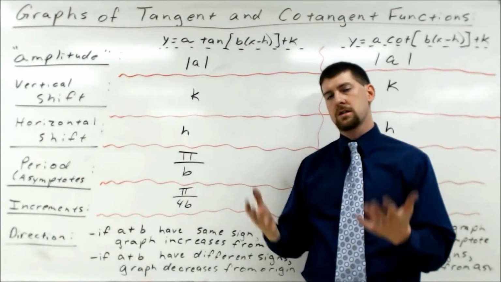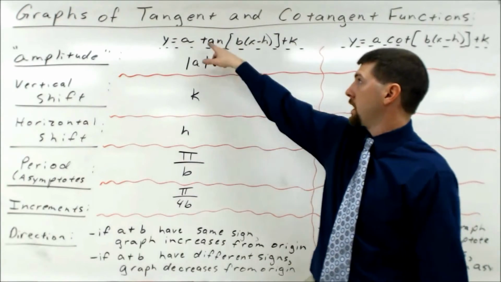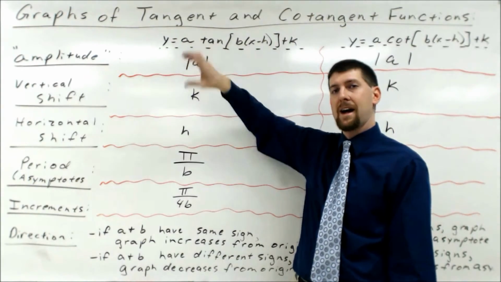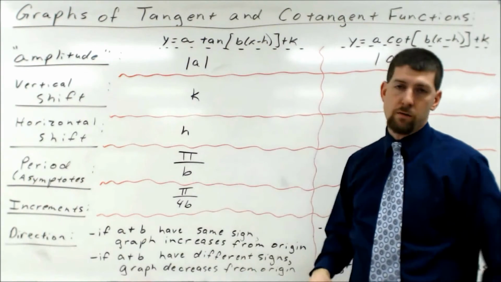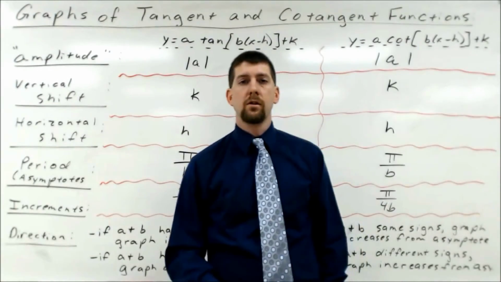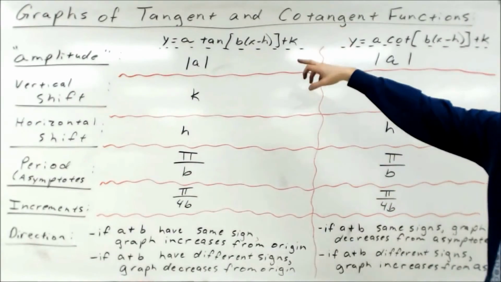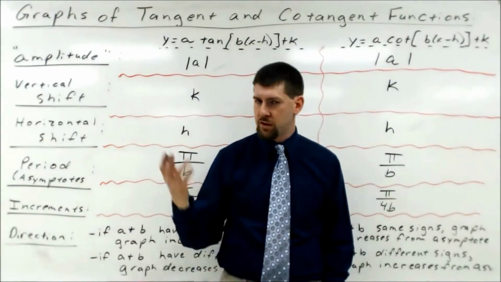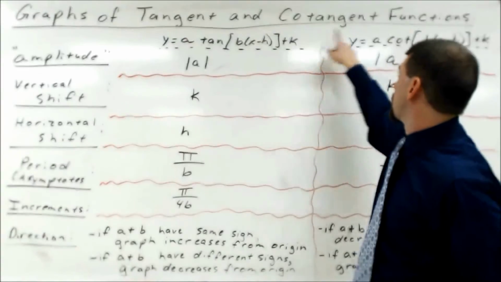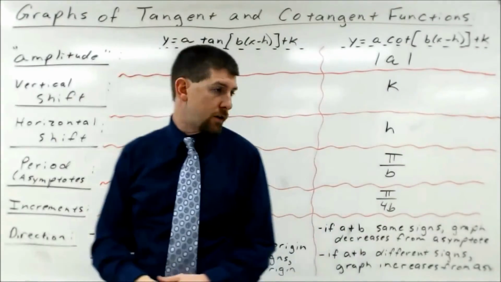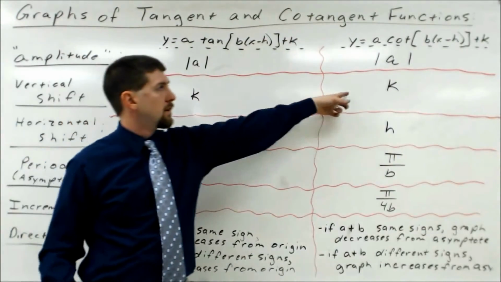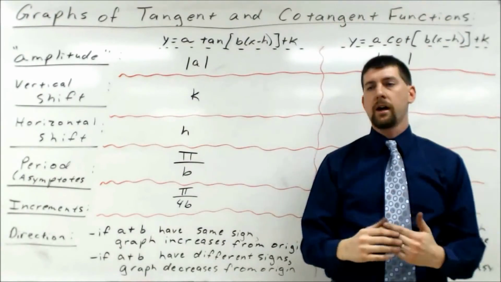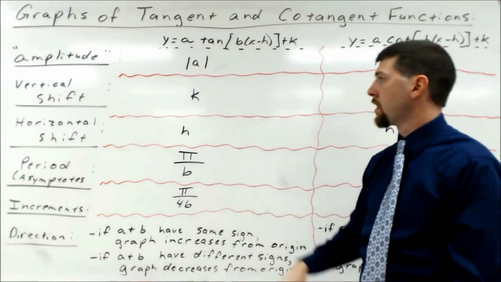That midpoint was always 1, so tangent of that mid value is going to give us 1. Whatever we multiply by is going to give me the height at that point. So that's what the absolute value of A does, and that's true for both tangent and cotangent. Next thing we'll look at is vertical shift, just like we did before. Vertical shift is what we add onto the outside of our function. So that's what K is going to be. It's going to move that equilibrium from the x-axis up or down, however many units it specifies.